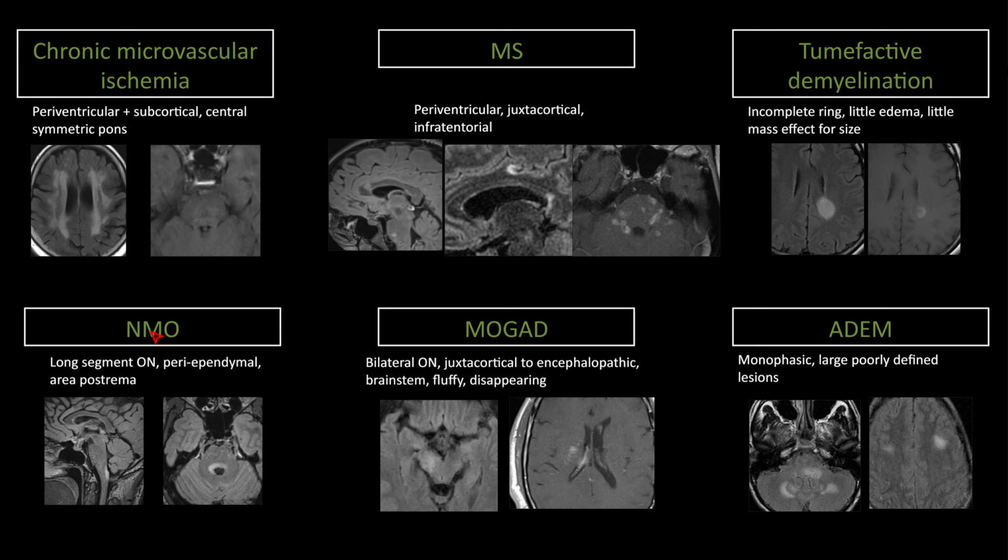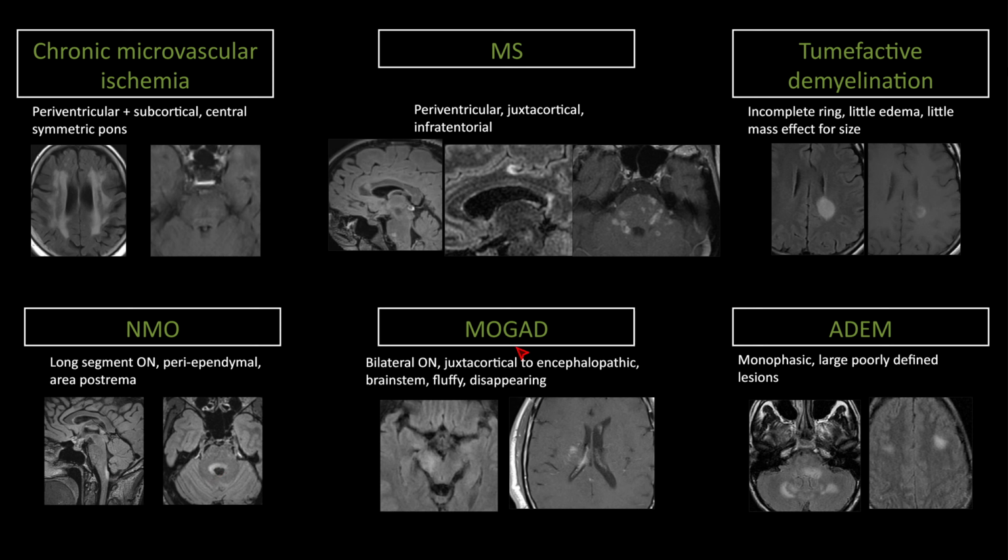We talked about NMO, and we talked that the characteristic features are going to be your long segment myelitis as well as your optic neuritis. However, you can have lesions in the brain, and the key features of those lesions in the brain are that they're going to be periependymal, around the ependymal linings of the ventricular system, or involve the area postrema. Here we have involvement of the area postrema, and periependymal around the fourth ventricle.